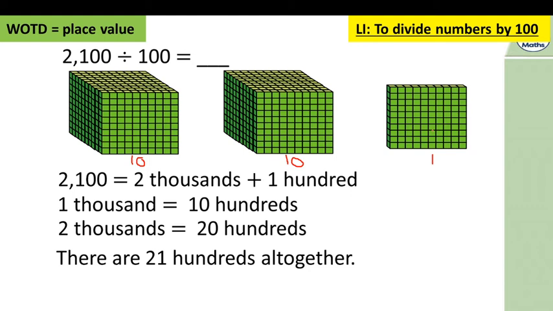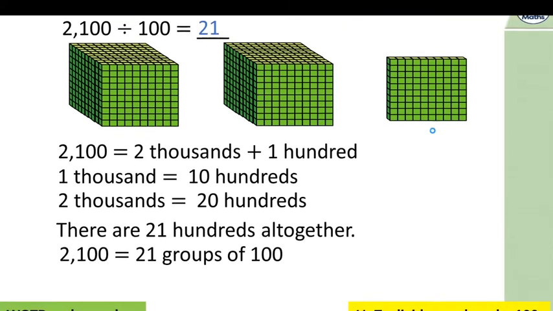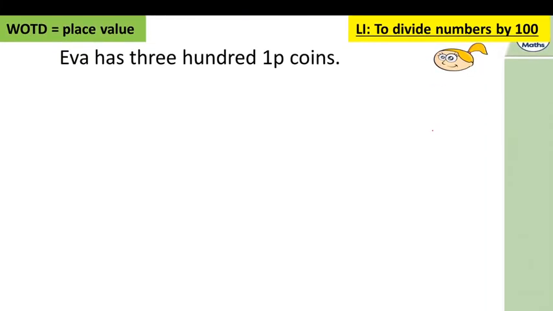So I've looked at how many groups of 100 in 2,100. My answer is 21.